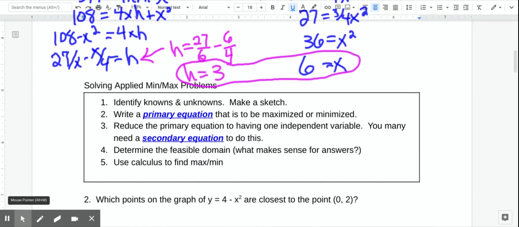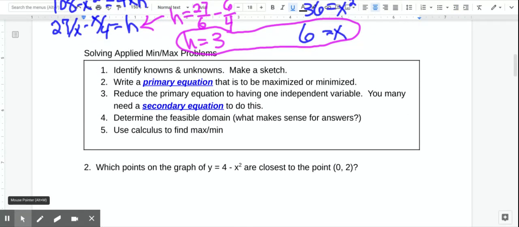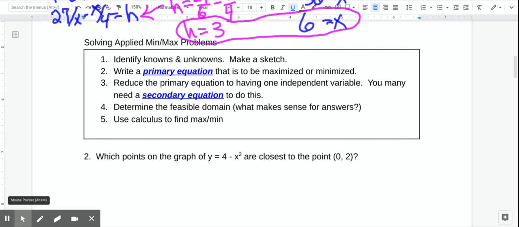When you're solving these applied minimum and maximum problems, the steps we're going to work through are: you want to identify your knowns and unknowns and make a sketch. A sketch is really, really helpful. Then you'll write a primary equation, the thing that's going to be minimized or maximized. It'll say in the problem, so you'll look for the words minimize or maximize. That way we know what it is that we're trying to find.